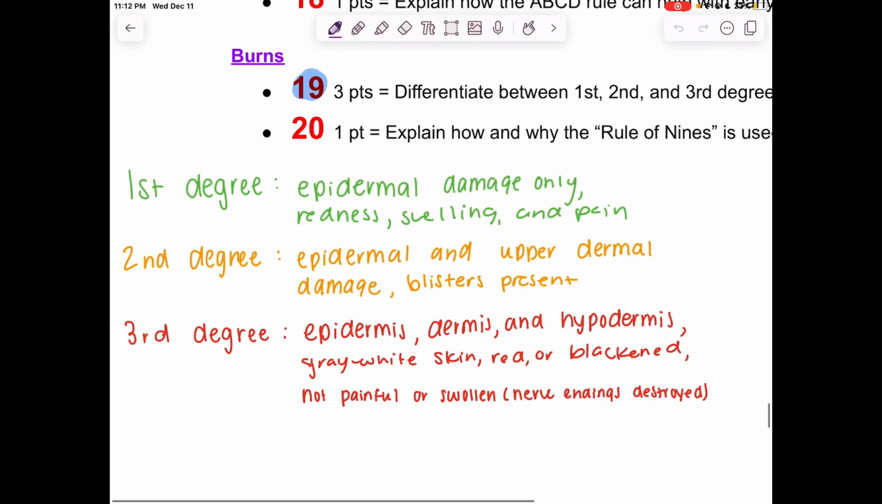A 1st-degree burn is when there's epidermal damage only, redness, swelling, and pain. A 2nd-degree burn is when there's epidermal and upper dermal damage and there are blisters present. And a 3rd-degree burn is where the epidermis, dermis, and hypodermis are all affected. Gray-white skin, red or blackened. It's not painful or swollen because the nerve endings are destroyed.